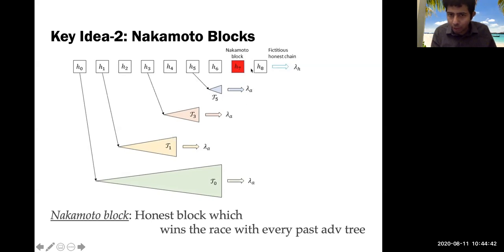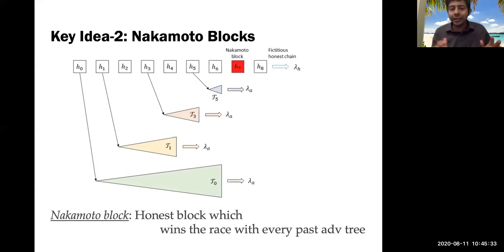And what do we mean by Nakamoto block? It's a block which is a convergent block. It's a block in which the fictitious honest chain always grows faster than all the past trees. So you can think of these trees as trying to catch up with the fictitious honest chain. They're all growing, right? And you have these many trees which are potentially growing, and they can all try to race and catch up with the fictitious honest chain. And a Nakamoto block is a block which none of the trees can ever catch up to. Okay, so that's called a Nakamoto block.